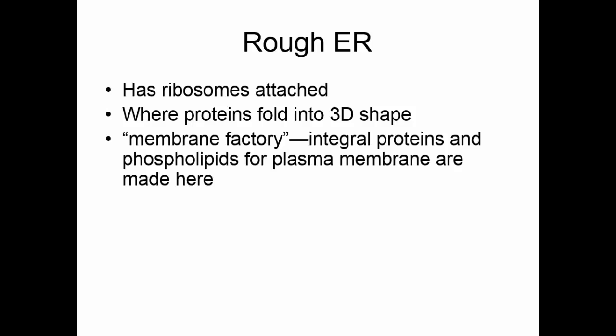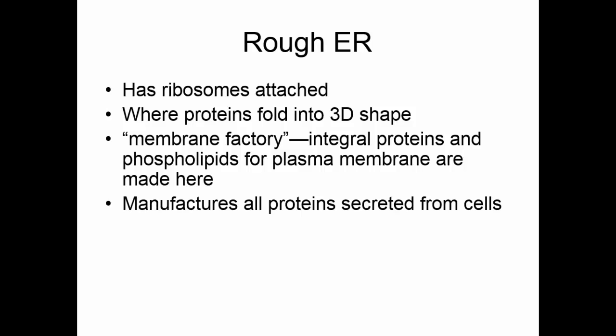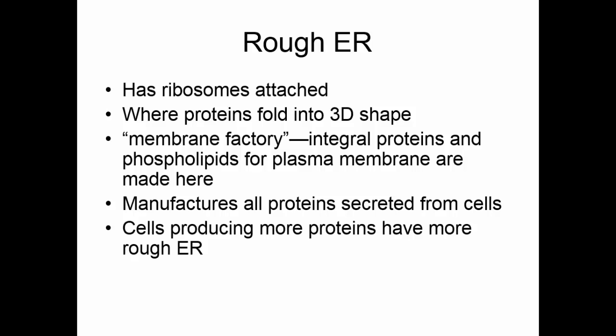Also, the rough endoplasmic reticulum can act as a membrane factory. Integral proteins can be made and placed on the membrane, and then the membrane can be taken to the cell surface and become part of the cell membrane. All of the proteins that are secreted from the cells are manufactured here, things like mucus. Cells that produce more proteins have more rough endoplasmic reticulum than other cells.